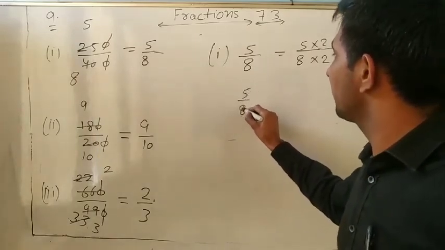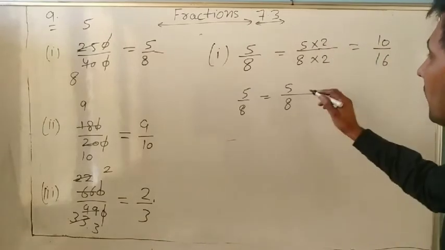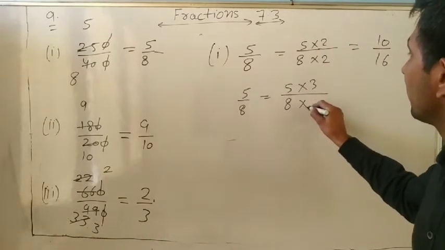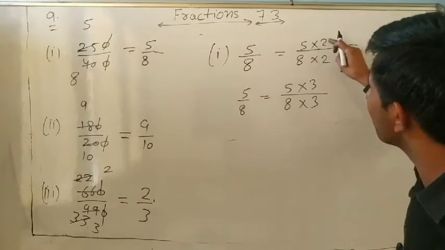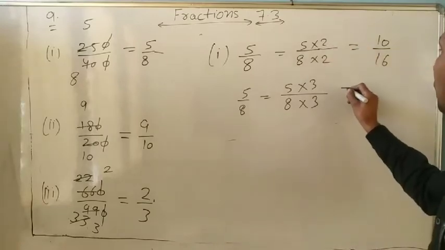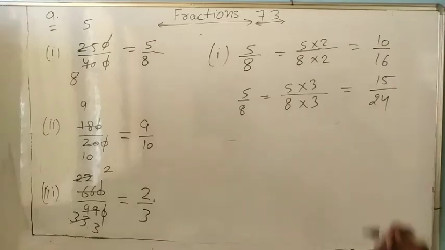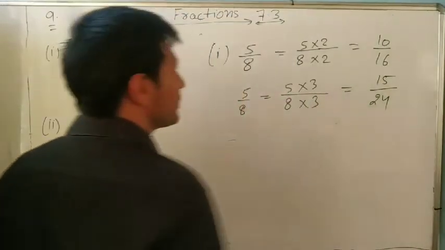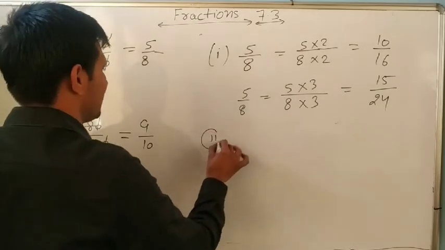5 by 8. Now we will multiply here, multiply by 2. Now we will multiply by 3. Always remember one thing: we multiply or divide by the same number. 2, 3. So 15 by 24. So these are the two equivalent fractions. So like this one you can find how many fractions? They are infinite.